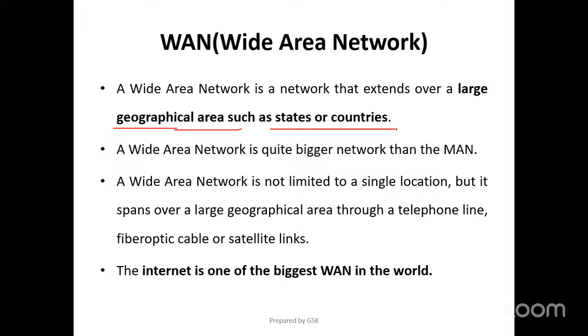So with the help of the WAN, as I covered just now, the LAN is limited to only a single building, right? MAN is located in a single location, and may be used to connect different buildings. But here, a wide area network doesn't have any limits. It is used to connect different states, even different countries. The best example for the WAN is the internet. The internet is one of the biggest WANs in the world.